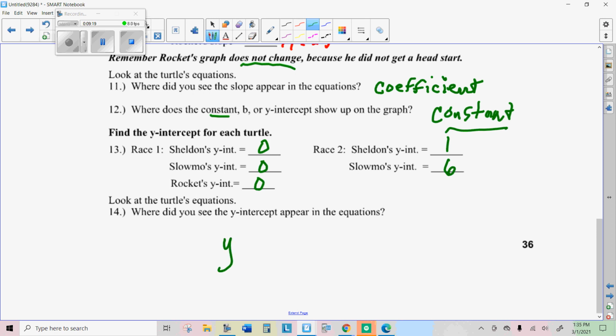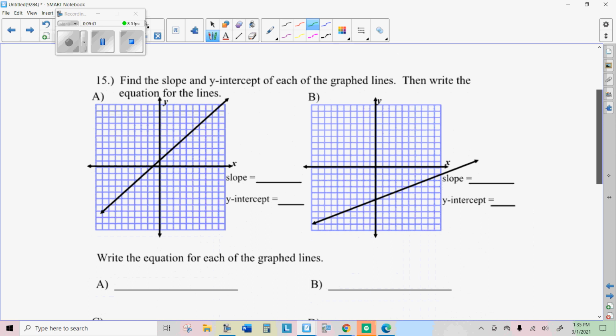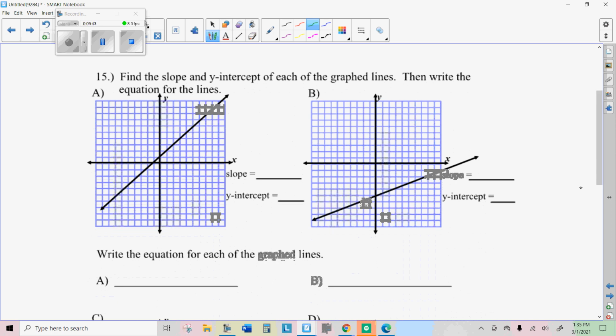So let's just write a little note here that this coefficient, that was the slope, and that this extra added on part, that is the y-intercept. And that's why we call this form of an equation slope-intercept form. All right, so the last thing we're going to learn how to do is how you graph.